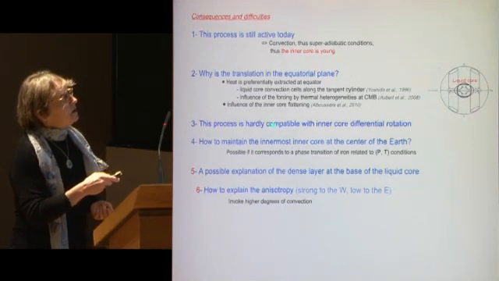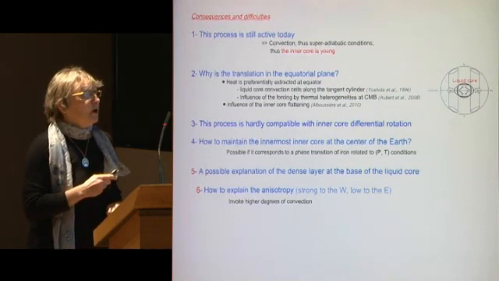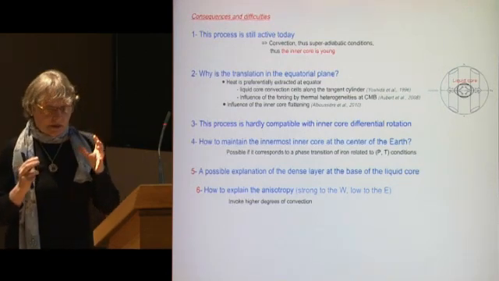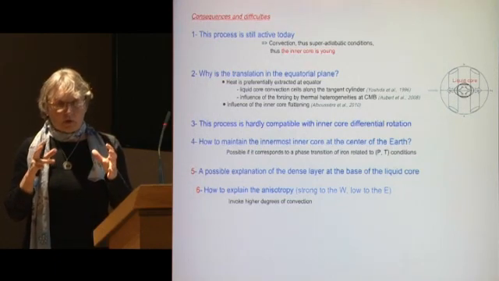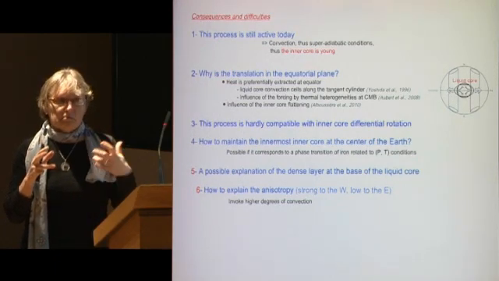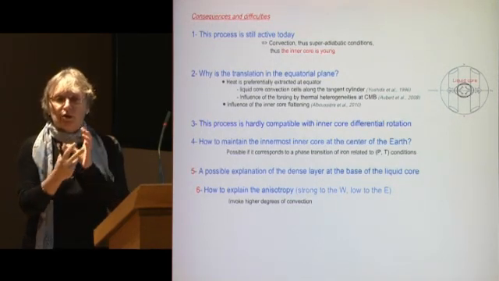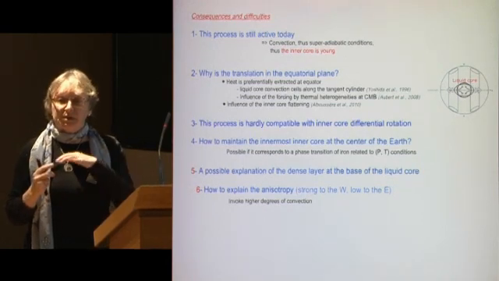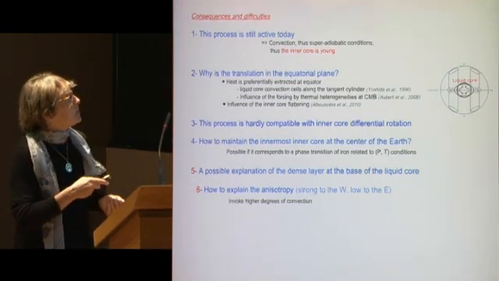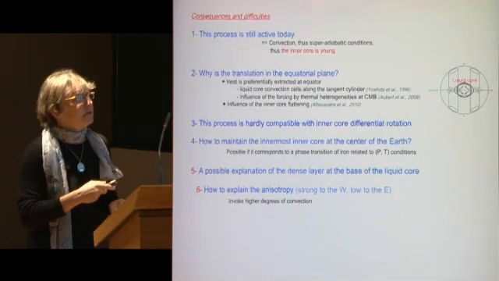Well, this process is hardly compatible with inner core differential rotation, because it's clear that the two hemispheres have been constant since, say, at least 200 million years. So if the rotation of the inner core was fast, this pattern would have been completely destroyed. So how to maintain the innermost inner core at the center of the Earth? This is a problem.